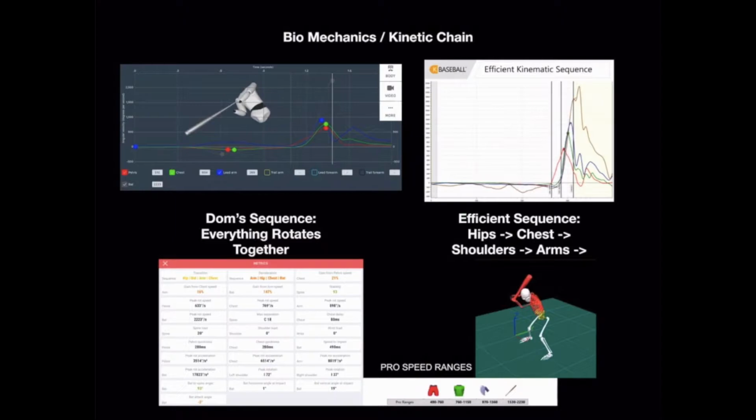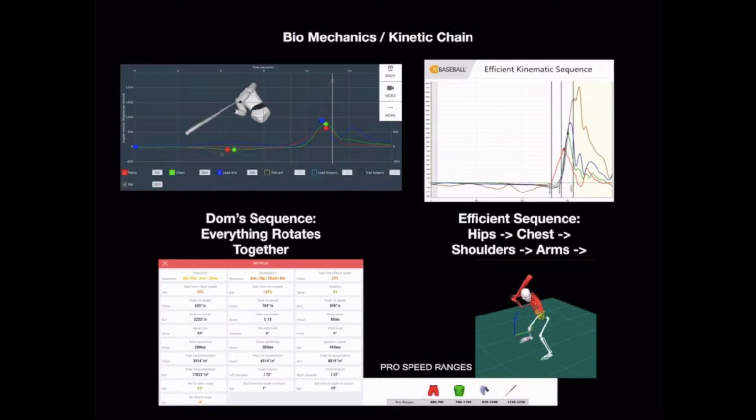On the left, you'll see our hitter's example. On the right, you'll see a pro example. These graphs measure angular or rotational speed over time. This can be seen by the red representing hips, green representing torso, blue representing arm, and black representing the bat. You'll notice a dot on each line that represents the peak of each body part. You'll notice as soon as the body part peaks, it usually quickly decelerates.